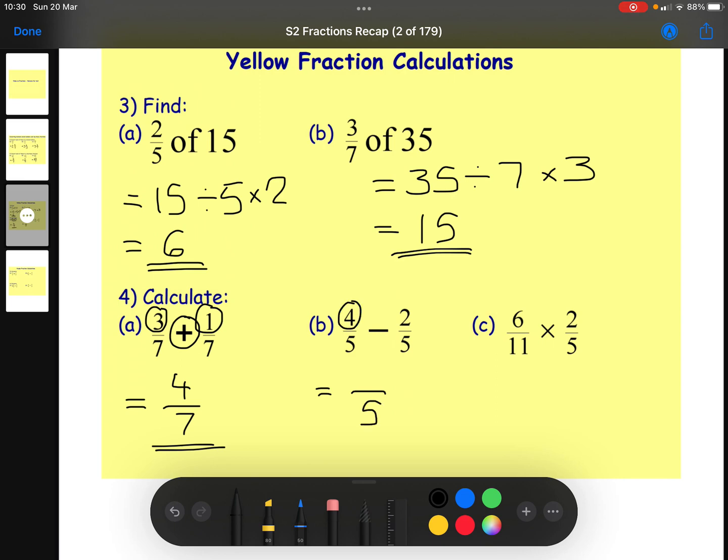We've got 4, subtract 2 this time. 4 take away 2 is 2, and therefore our answer is 2 over 5.